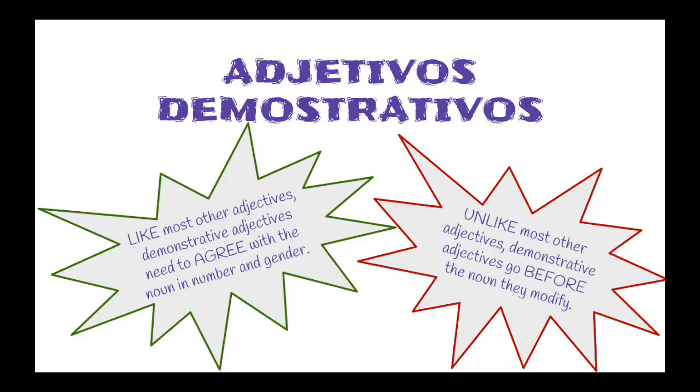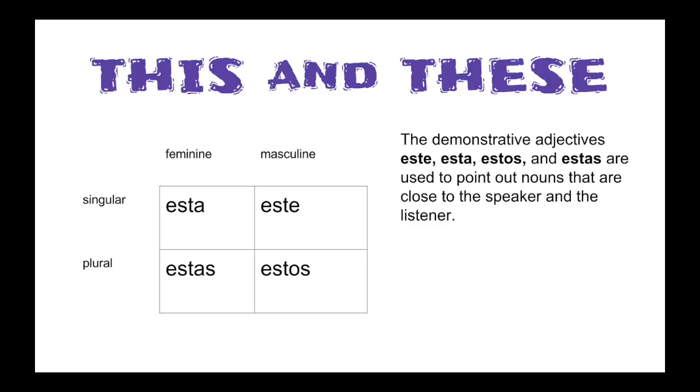noun in Spanish. Primero empezamos con this and these. En español se dice esta, este, estas, estos. Esta and este both mean this, but esta is for feminine nouns and este is for masculine nouns. Estas and estos both mean these, but estas is used with feminine nouns and estos is used with masculine nouns.